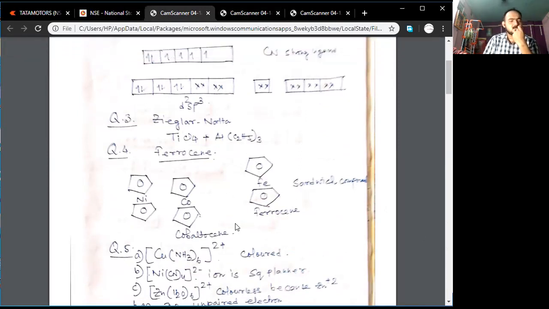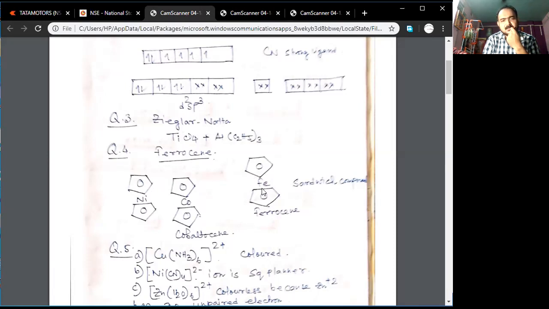Actually, in 1951, ferrocene was first produced. A scientist who wanted to make Grignard reagent accidentally produced ferrocene, but the exact structure was proposed by Wilkinson and his co-worker, and this was done in approximately the 1950s. So ferrocene is a sandwich compound. What is a sandwich compound? The iron atom is placed between two cyclopentadienyl rings. These kinds of compounds are known as sandwich compounds.